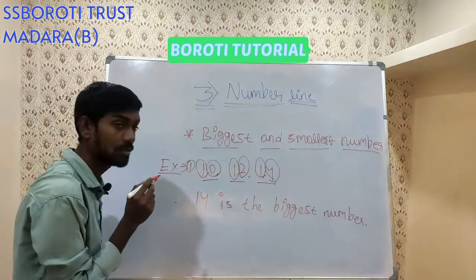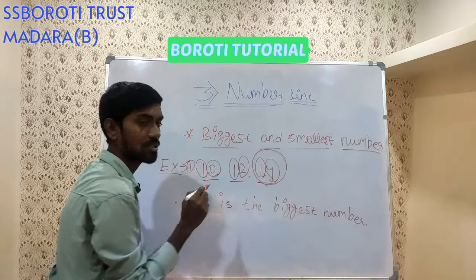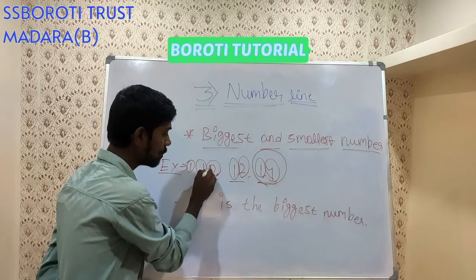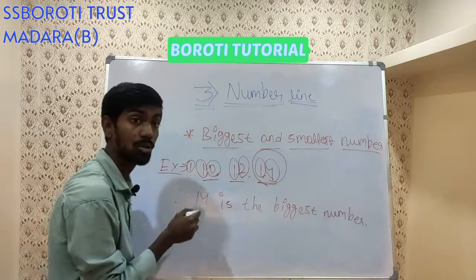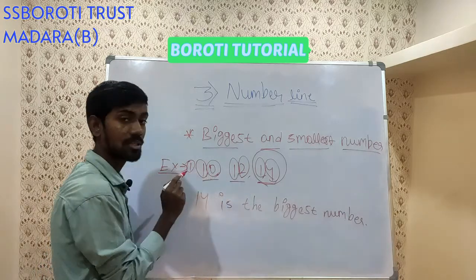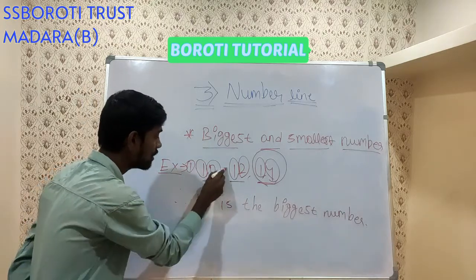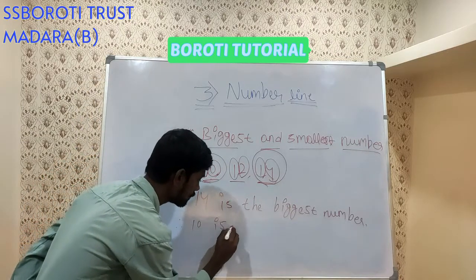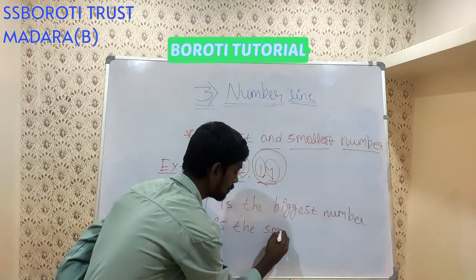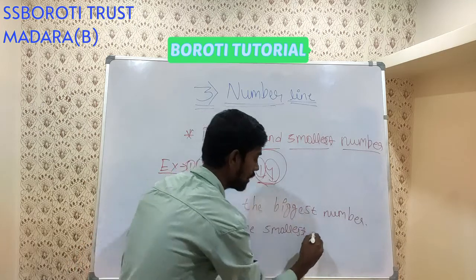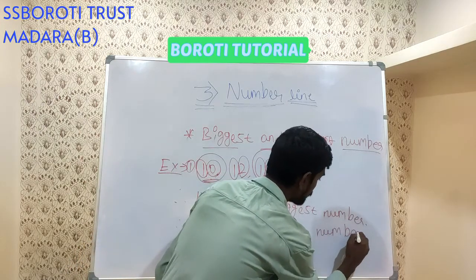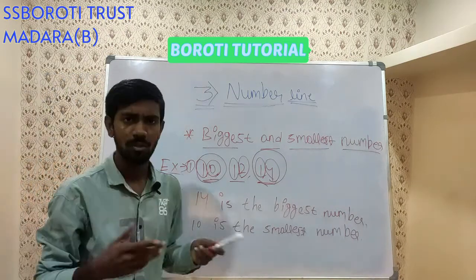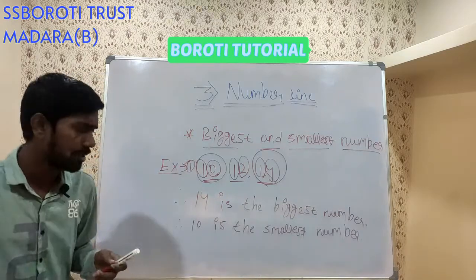Then which is the smallest number? Now we know 14 is the biggest number, so out of these two one will be the smallest number. Which one is smallest here? While comparing, both have the same number of digits, both have the same number in the tens place, but in the units place 2 is bigger than 0 and 0 is smaller than 2. That's why 10 will be the smallest number. Therefore, 10 is the smallest number. Now 14 is the biggest number and 10 is the smallest number. We can take different examples also, and by taking different examples I will tell you how to find them.